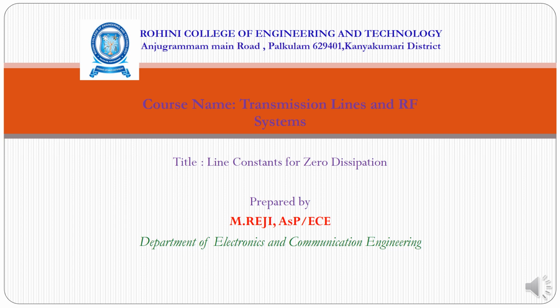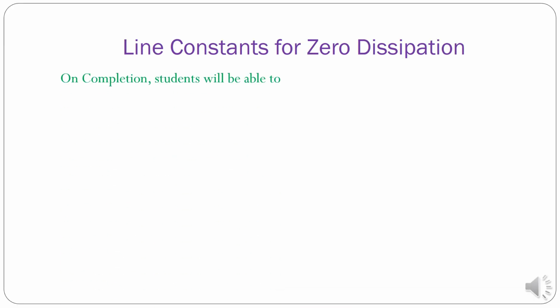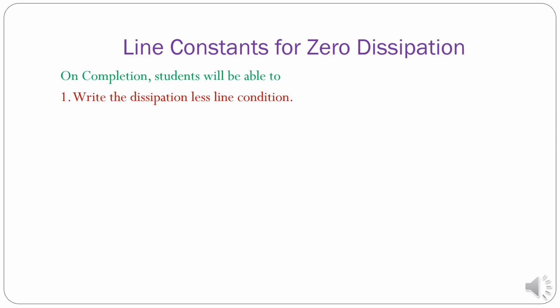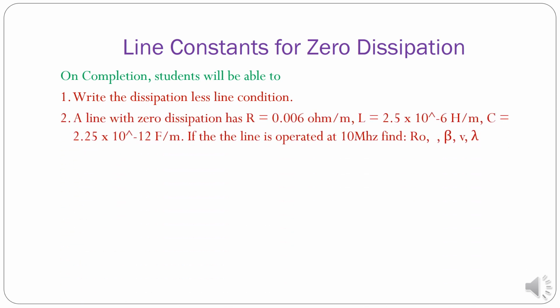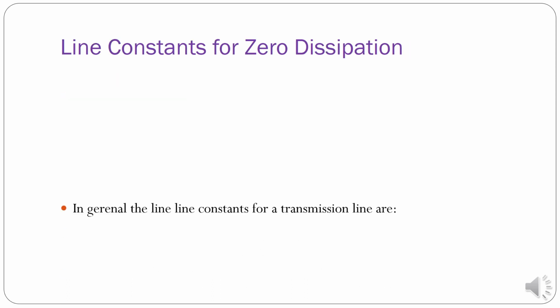I am going to handle the topic line constants for zero dissipation. On completion of the course, students will be able to understand how to write the dissipationless condition and a line of zero dissipation with the resistor, inductor and capacitor, and how to find out R naught, propagation constant, velocity and wavelength.